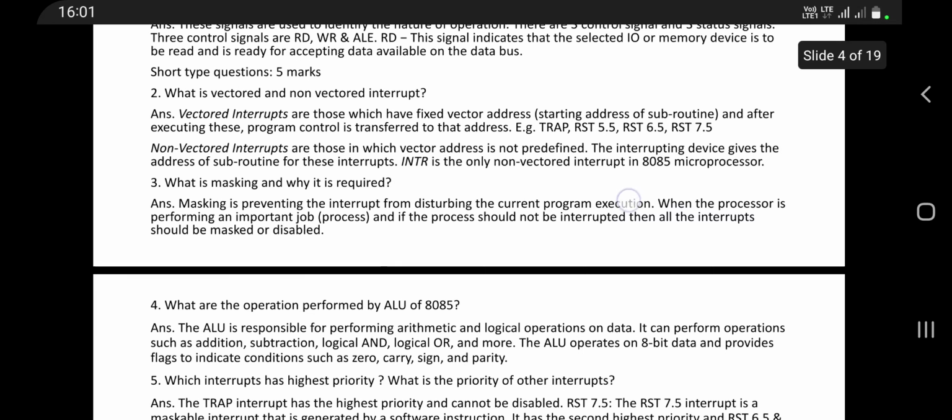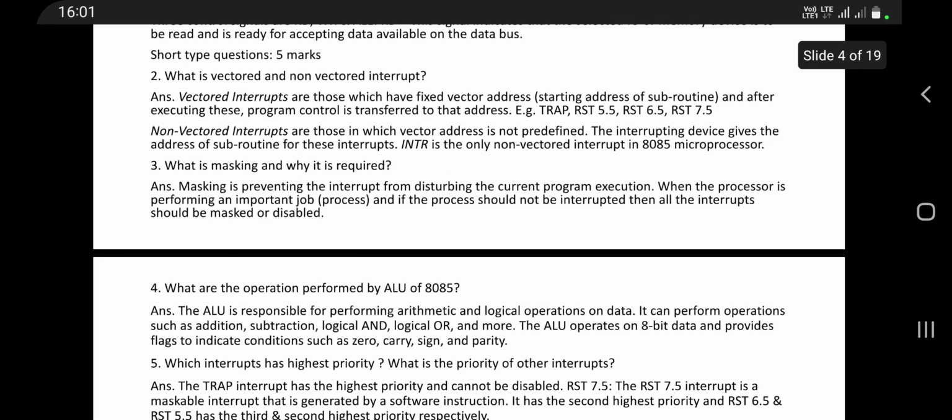The next question is, what is masking and why is it required? Masking is preventing the interrupt from disturbing the current program execution. When the processor is performing an important job and its process should not be interrupted, then all the interrupts should be masked or disabled.